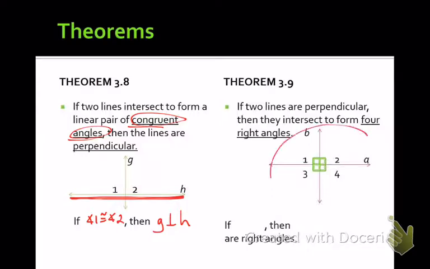Now, to use this particular diagram, it's helpful to write an if-then statement, so that you know what you would have to know to be true, and then what you could conclude. So from this picture, to use this theorem, I would have to know that A is perpendicular to B. So if A is perpendicular to B, then I would be able to conclude that angle 1, angle 2, angle 3, and angle 4 are right angles. Okay?